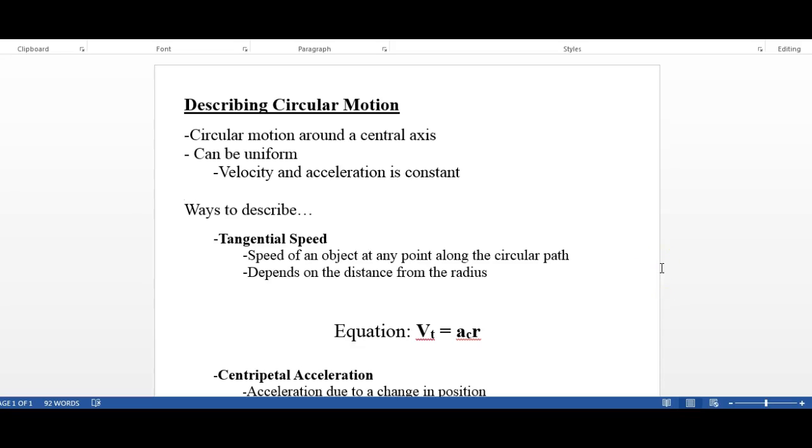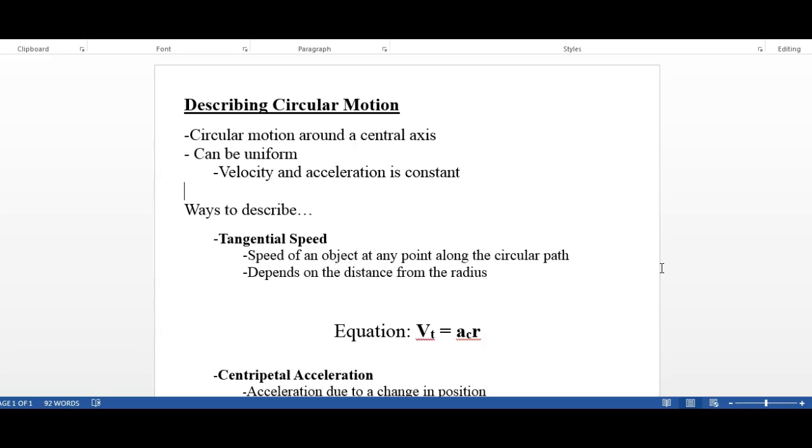Alright, so these are going to be our notes on circular motion. It's a new topic we started to cover in physics. These are going to be your introductory notes that explain the basic concepts of what we're going to be talking about for the next week or two.